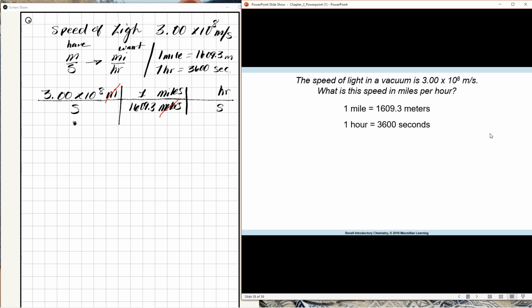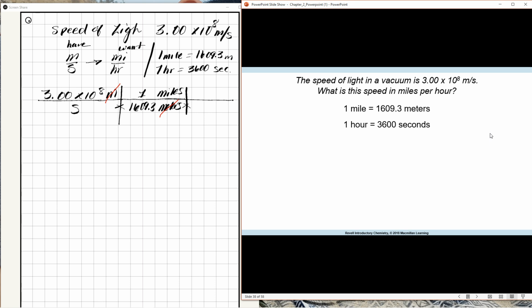Seconds is here on the bottom. And I wrote seconds right there at the bottom. Can those cancel out? No, they can't, right? You're going to get seconds multiplied by seconds. If they're next to each other, you multiply it. If they're top and bottom, you divide it. That will give me seconds squared. I don't want seconds squared, so I'm not going to do this setup.